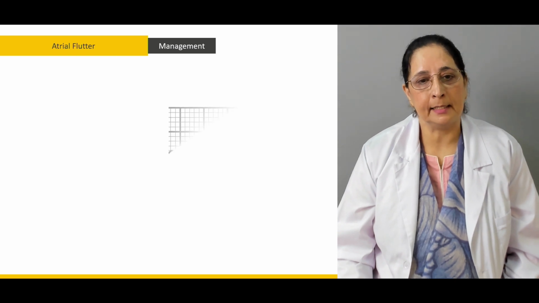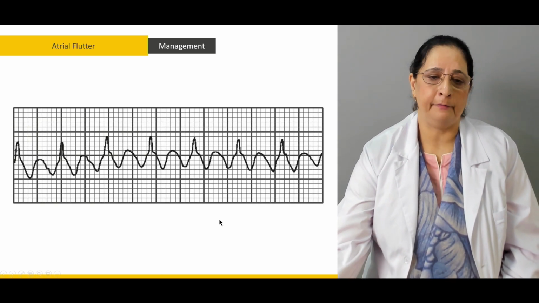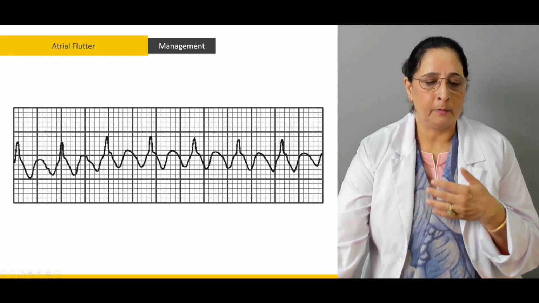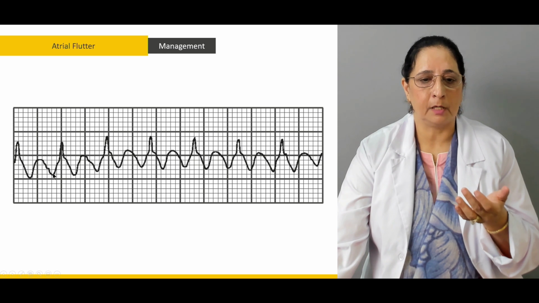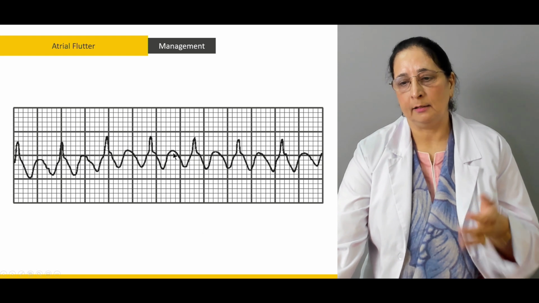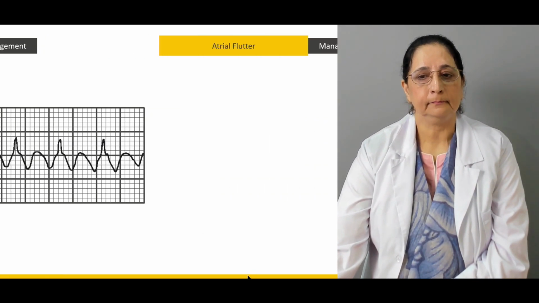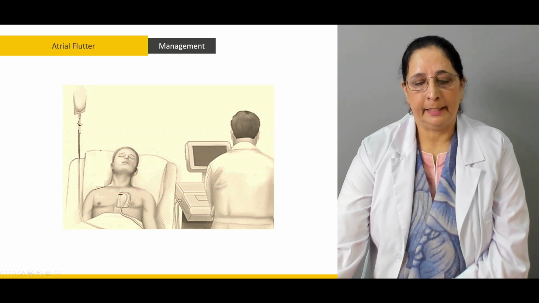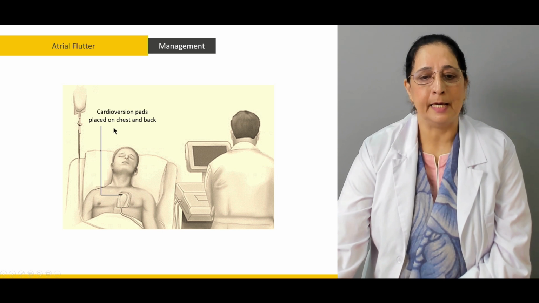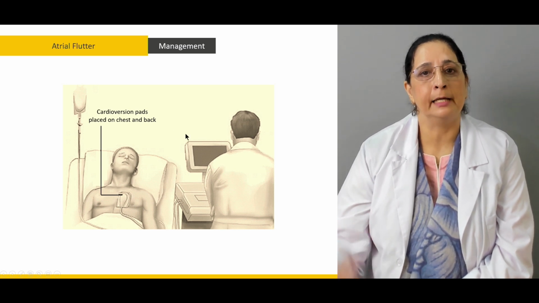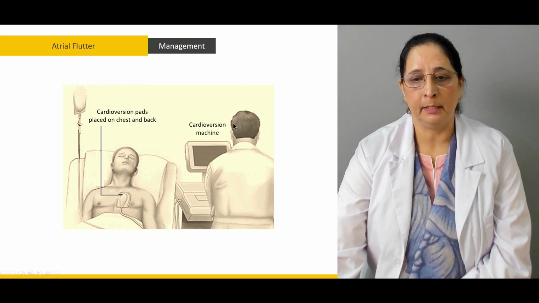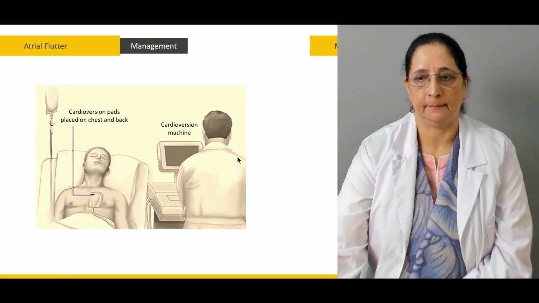Atrial flutter is another condition, again very, very bad. You can see there is no normal rhythm, all dysrhythmias; P waves and QRS complexes are not normal. So it's the atrial flutter. Management, again, is cardioversion: pads are placed on the chest and back, and an electric shock is given to bring the rhythm back to normal. This is the cardioversion machine.